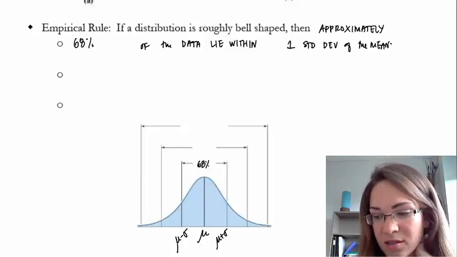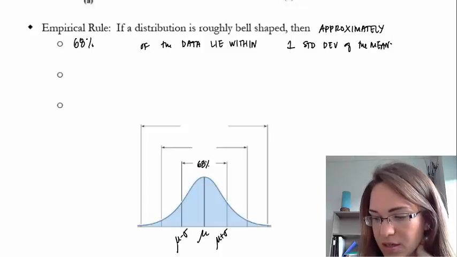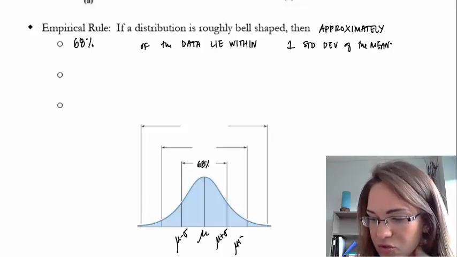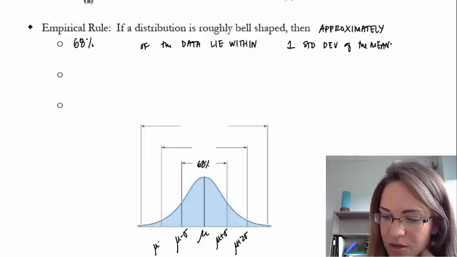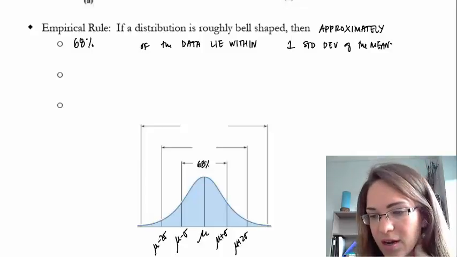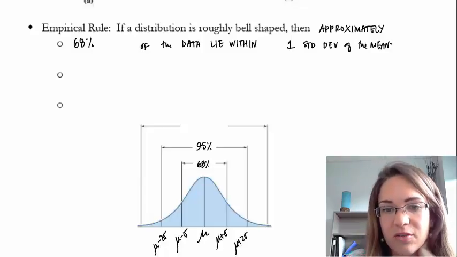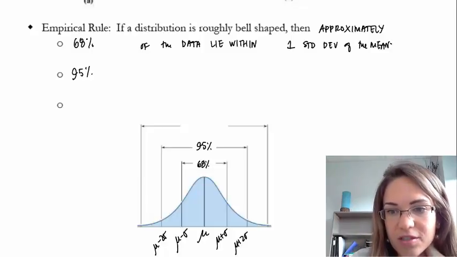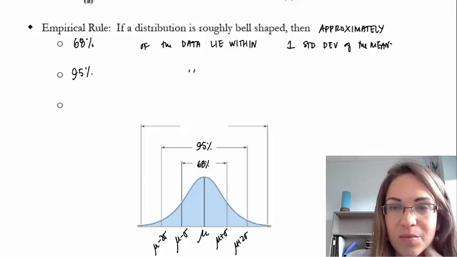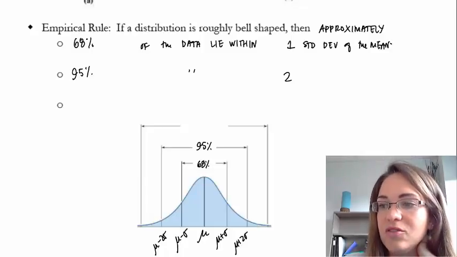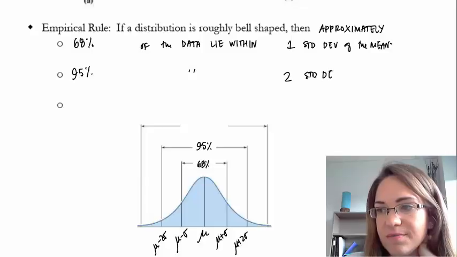If we go 2 standard deviations from the mean, so we're 1 standard deviation from the mean now, but let's go 2 standard deviations, so 1 more standard deviation from where we were. Now we've captured 95% of the data values. So in words, 95% of the data from this distribution lie within 2 standard deviations of the mean.